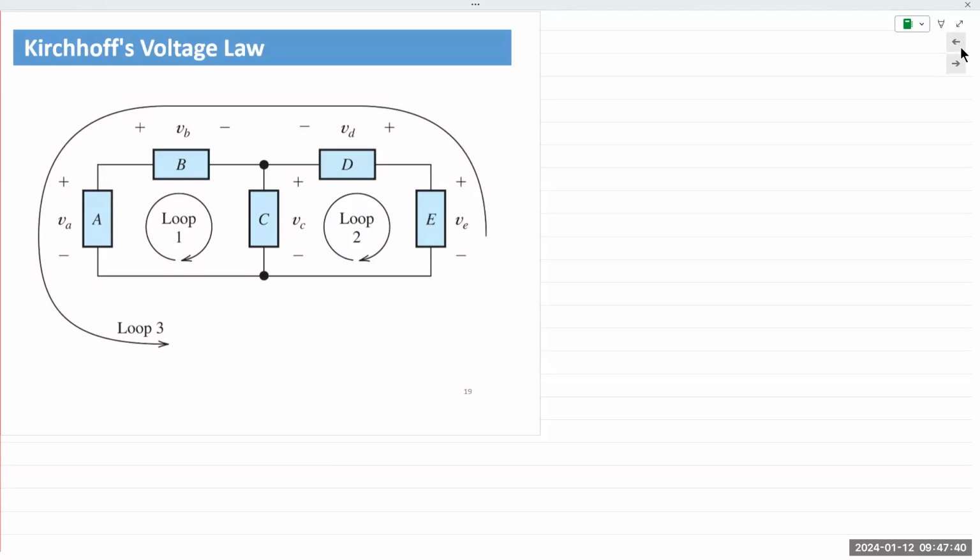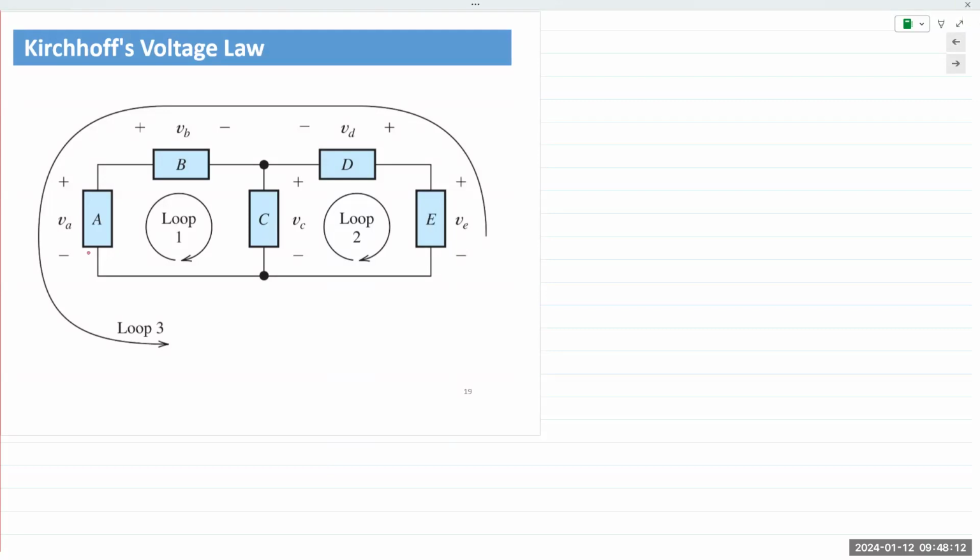Okay. KVL simply states, if you add up the voltages around a closed electrical loop, the voltages will always sum up to 0. So it's a closed electrical loop. Everything in that loop could be a load, or it could be a source and a load. But if you add up the voltages, they will add up to 0. So let's take a look at these loops.